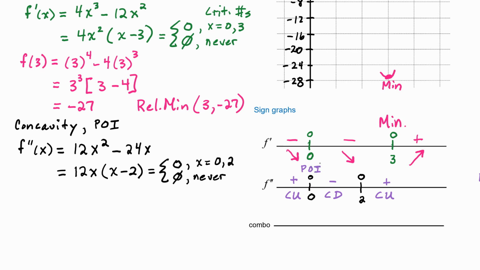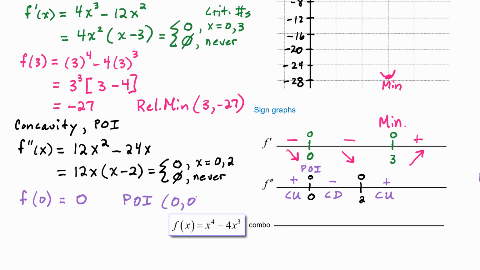So let's find the y value by plugging in f of 0. Well, we actually already know that. Remember that it was one of our roots, and we know that that's equal to 0. So we will have a point of inflection at (0, 0). We see at x equals 2, the second derivative also changes sign, so that will be another point of inflection.